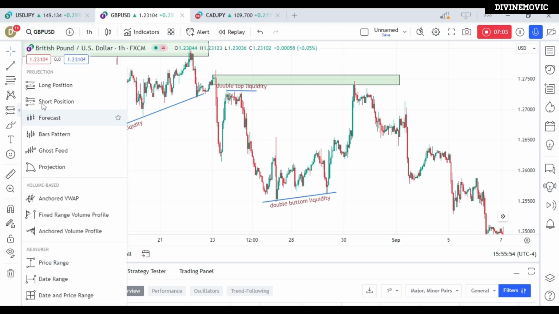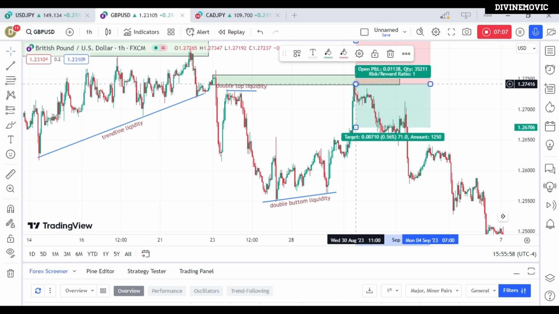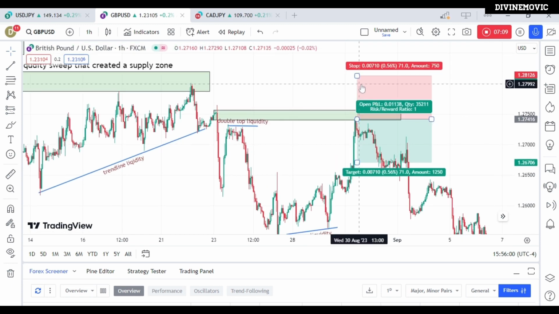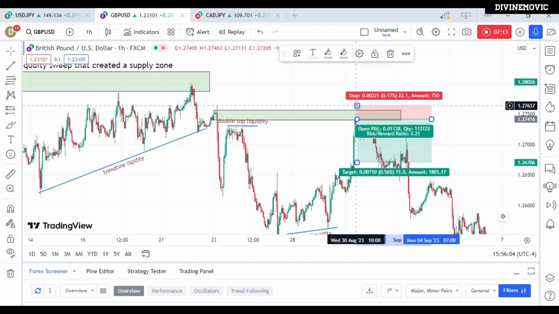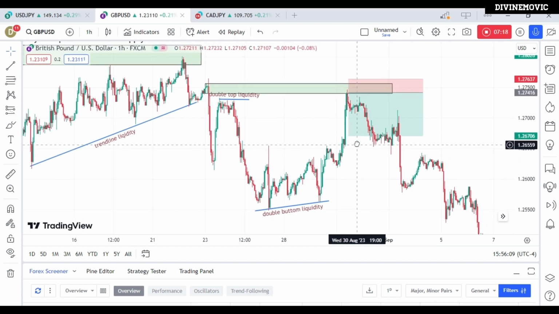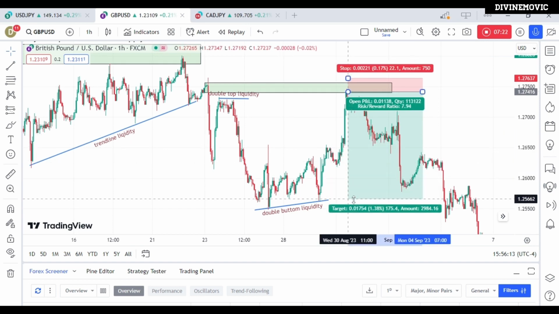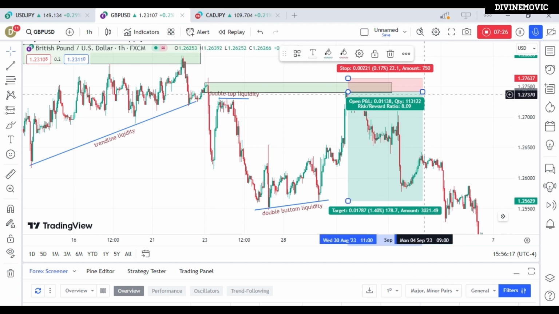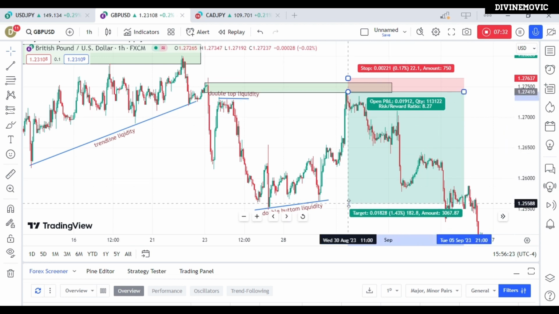So for a good entry here, my entry would have been here. My stop loss would have been this swing here above my point of interest. And my take profit would be at the sell side liquidity, which is here. Notice how price gave us 1:8 risk to reward.